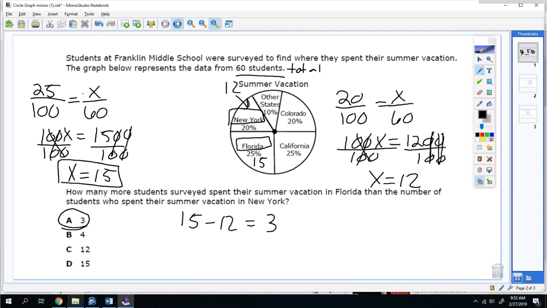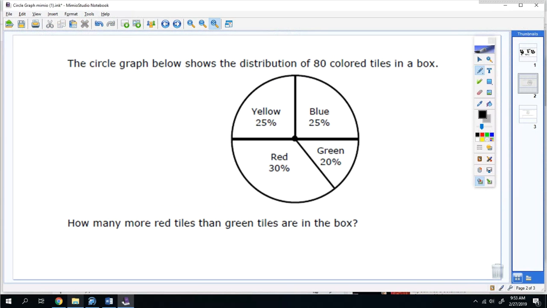All right, next problem. The circle graph below shows a distribution of 80 colored tiles. So 80 would be your total in a box. How many more red tiles than green tiles are in a box? So why don't you pause the video and try it by yourself? Give everybody ample time to do it. Once they're done, start the video and you'll see the answer.